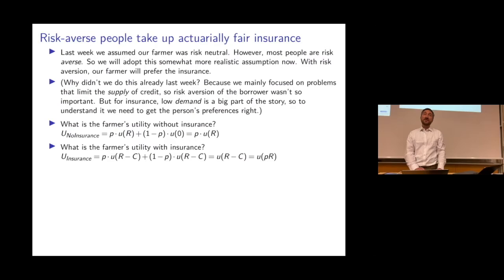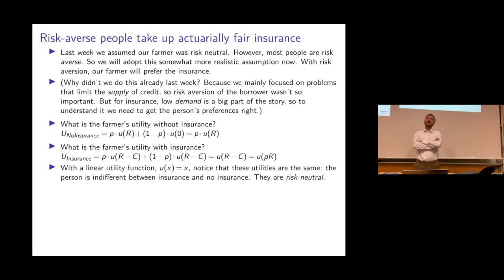Notice first that if the utility function is linear, so if U of X is just X, then these two utilities are the same and the person is indifferent between having insurance and not having insurance. Just omit the U's here: you have P times R and P times R. That's what we saw in the previous couple of slides. The income with and without insurance is always P times R. So they're risk neutral in that case. But when the utility function is concave, the person prefers the insurance.